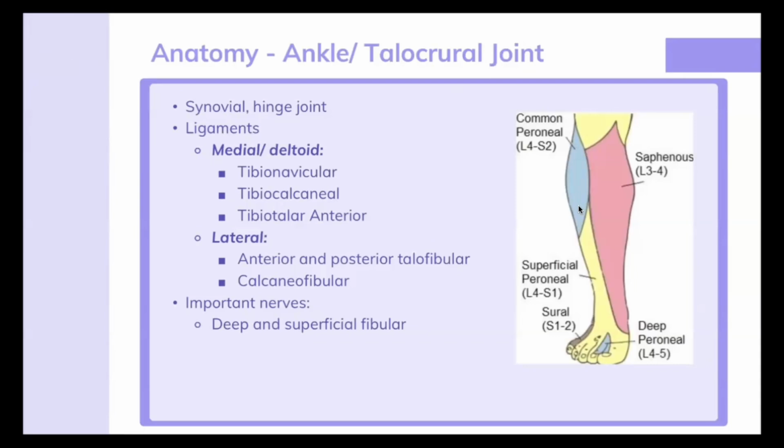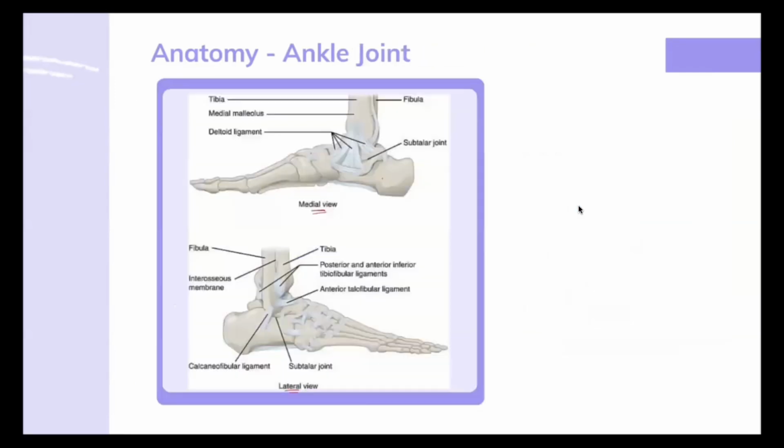Now, the medial or deltoid ligaments, there's three. Tibio-navicular. As the name suggests, it's between the tibia and the navicular bone, which is right behind the three cuneiforms. Then you have tibio-calcaneal, which is between the calcaneus, the really big bone at the end of the foot, and the tibia. And then tibio-talar, which is between the tibia and the talus bone, which is overlying the calcaneus.